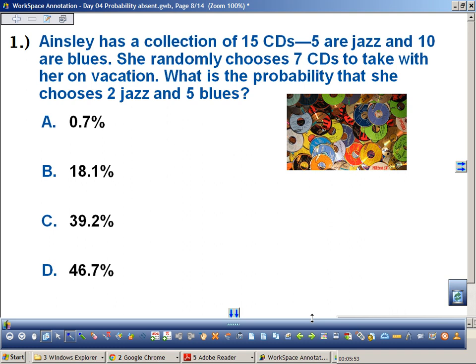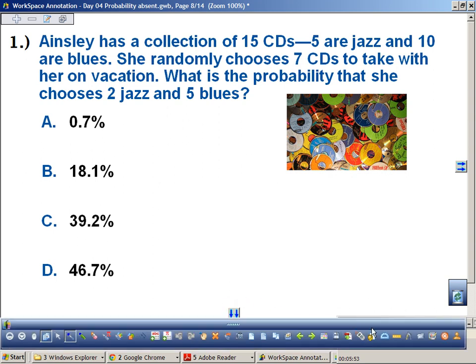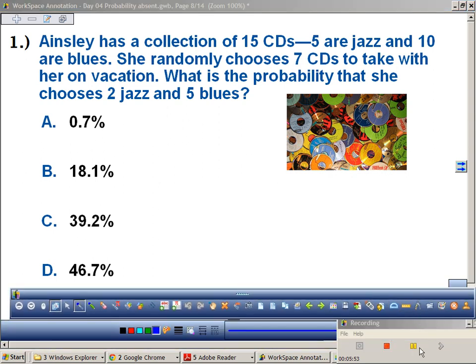Okay, so why don't you guys try one on your own? Ainsley has a collection of 15 CDs, 5 are jazz, and 10 are blues. She randomly chooses 7 CDs to take with her on vacation. What is the probability that she chooses 2 jazz and 5 blues? So you guys try this one, pause the tape, and then on the next page I'll have the answer and have it worked out for you.